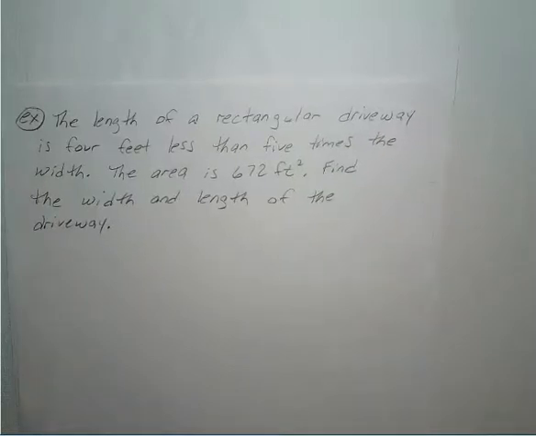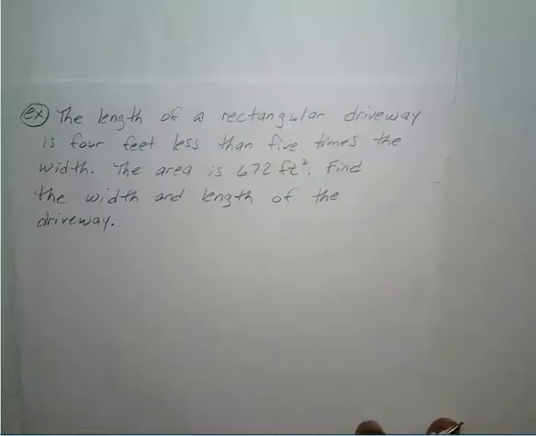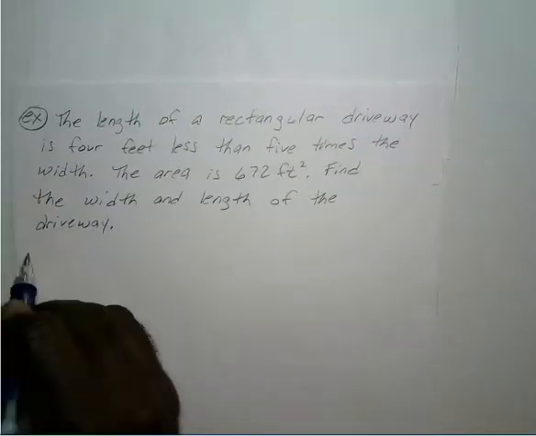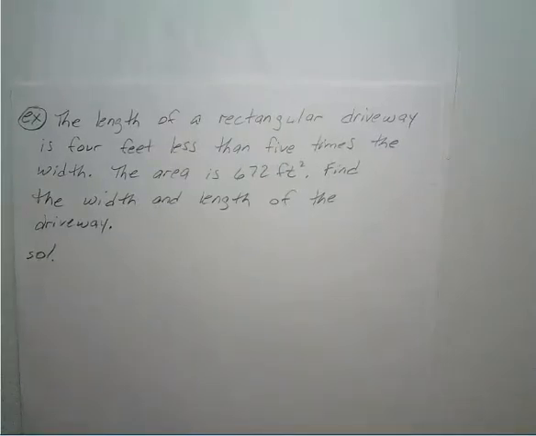Okay, so if you need a little extra time to write this down, feel free to press pause. It says the length of a rectangular driveway is 4 feet less than 5 times the width. The area is 672 square feet. Find the width and length of the driveway. Okay, so again, if you need more time, feel free to press pause. But we're going to go ahead and solve this one.